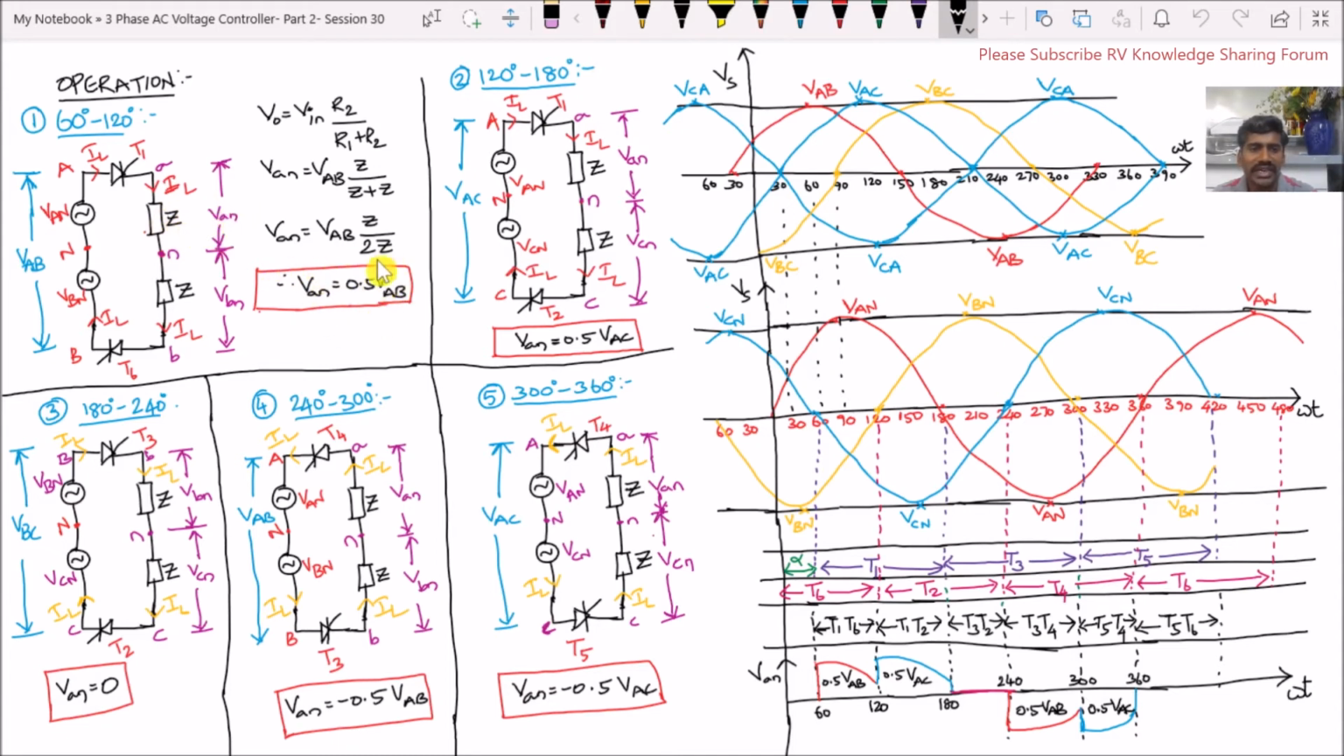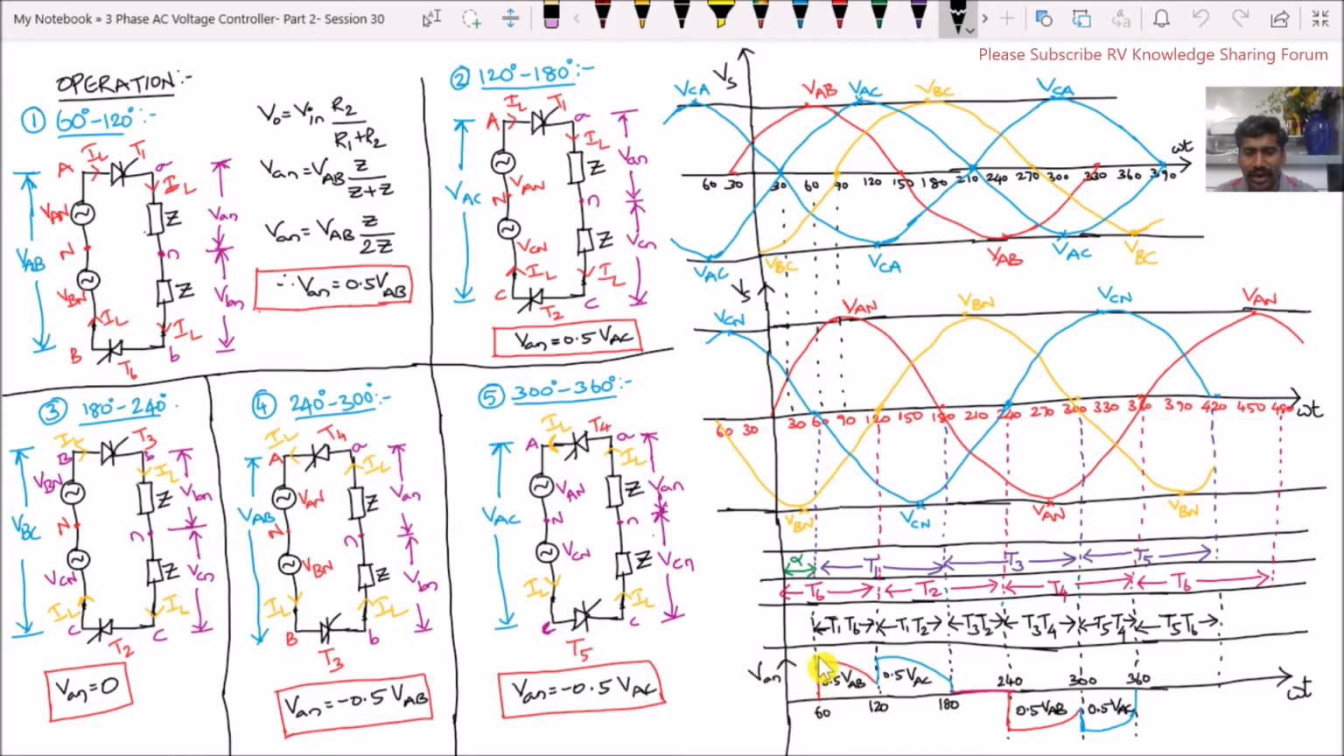Now let us draw this output phase voltage VAN, which is 0.5 VAB. Here this is our input line-to-line voltage, VAB, which has to be drawn from 60 degrees to 120 degrees. So we have to draw half of this, 0.5 VAB. That is drawn here. From 60 degrees to 120 degrees, the output phase voltage VAN across the impedance load is 0.5 VAB.